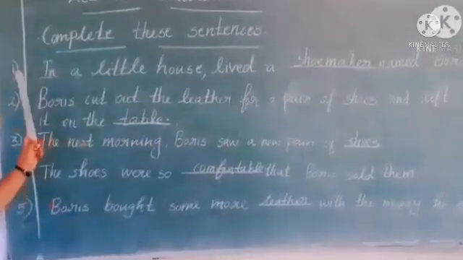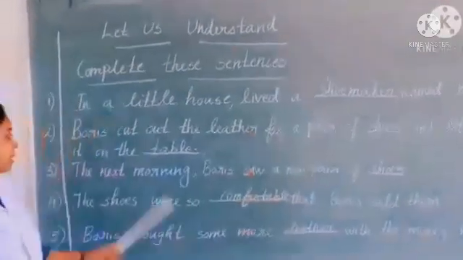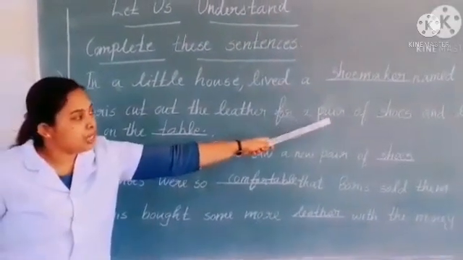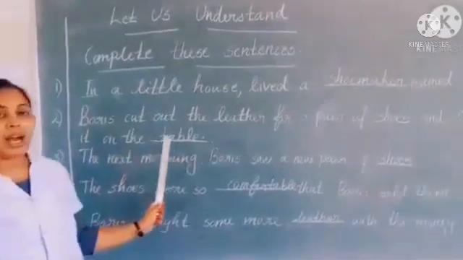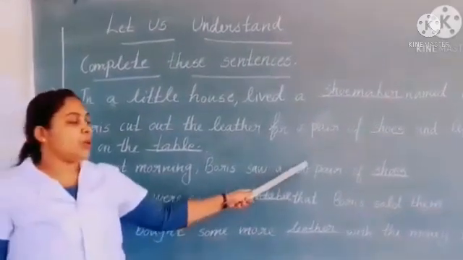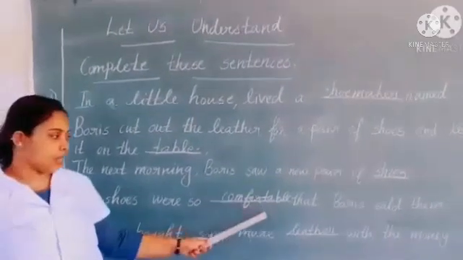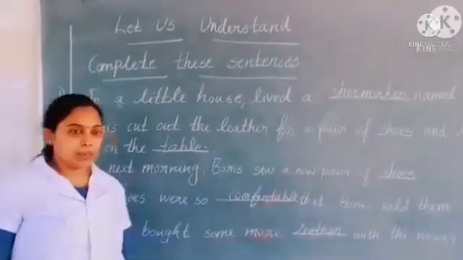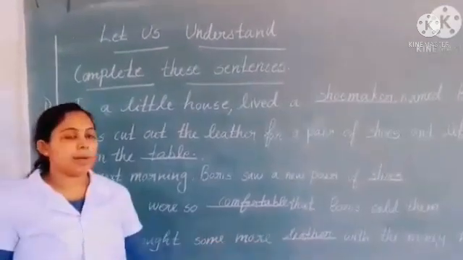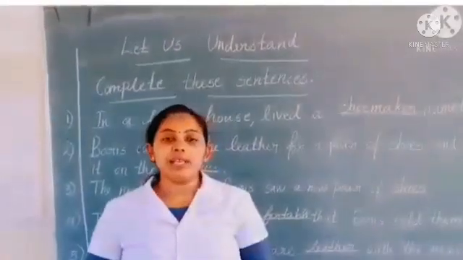So children, first one, in a little house lived a shoemaker named Boris. Second one, Boris cut out the leather for a pair of shoes and left it on the table. Third one, the next morning Boris saw a new pair of shoes. Fourth one, the shoes were so comfortable that Boris sold them. And fifth one, Boris bought some more leather with the money he got. Children, you should complete this exercise in your textbook.